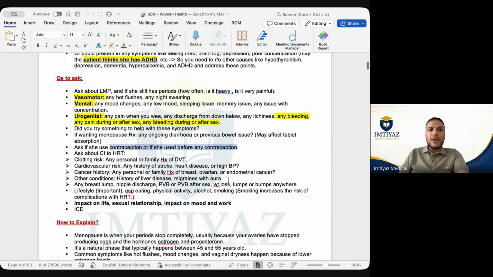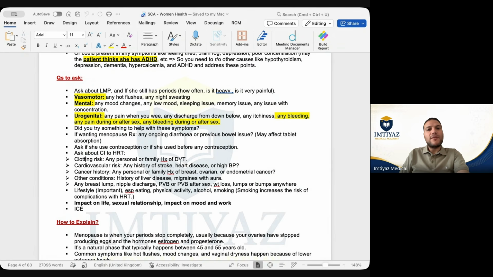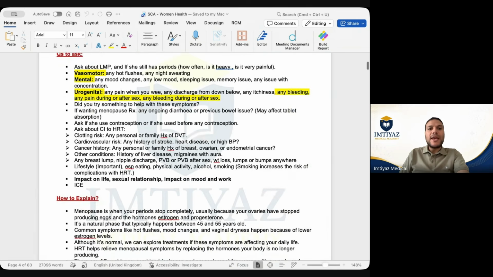Very important. Some contraindications to HRT, as you can see here. Clotting risk. Did you have any blood clots before, in yourself or in your family? Any history of any stroke, heart problem, high blood pressure? Any personal or family history of breast cancer, ovarian cancer, or womb cancer, and so on. Any history of any liver disease, migraine with aura, any breast lump at the moment. Very important. Any weird or unusual vaginal bleeding.